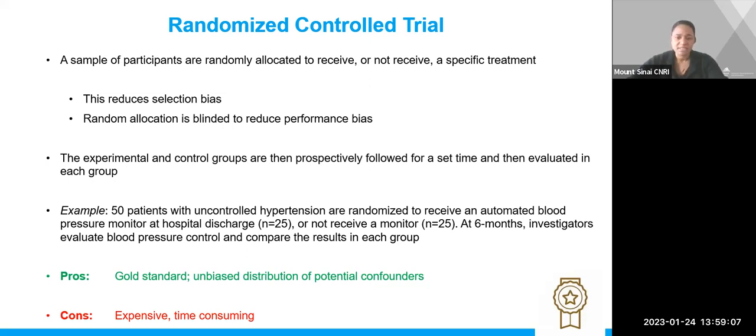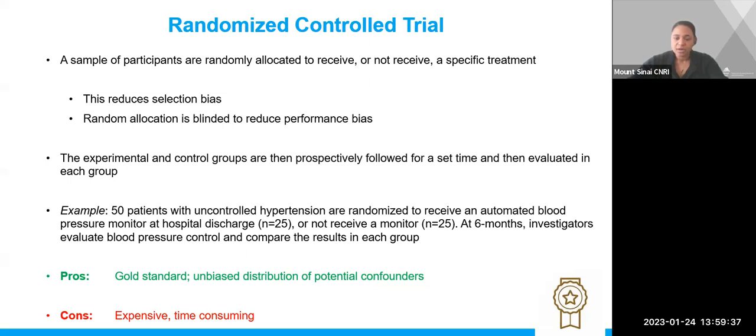In this type of study design, each group, so the group that received the treatment and the group that did not, are then followed for a set time frame and then compared. So for example, 50 patients with uncontrolled hypertension are randomized to receive an automated blood pressure monitor at hospital discharge or not receive a monitor. At 6 months, investigators evaluate blood pressure control and compare the results in each group.